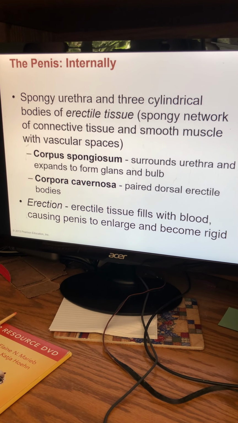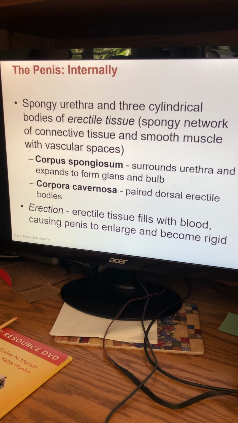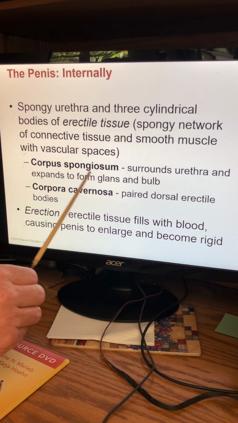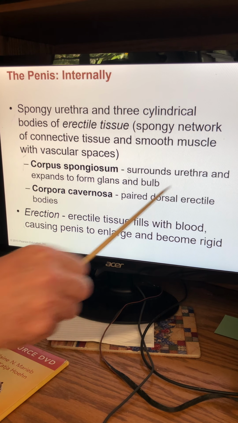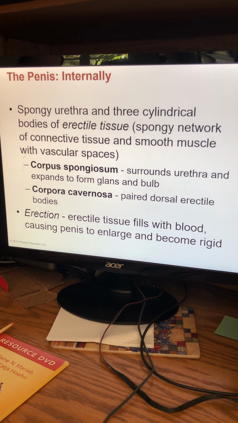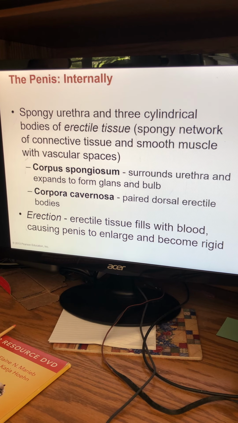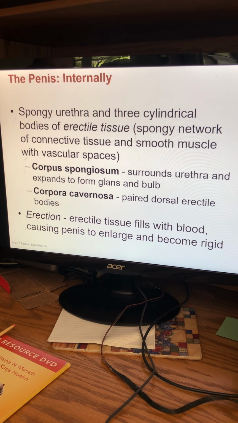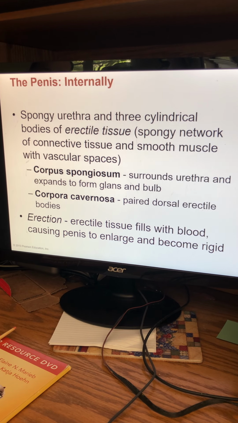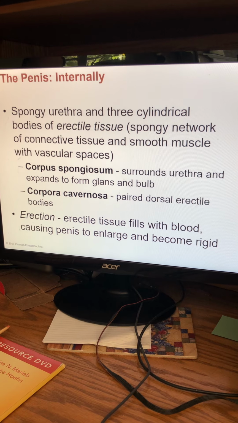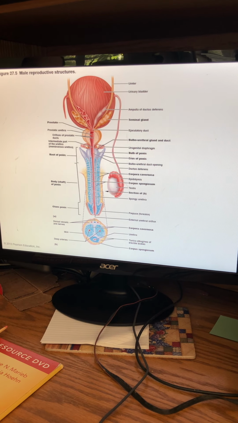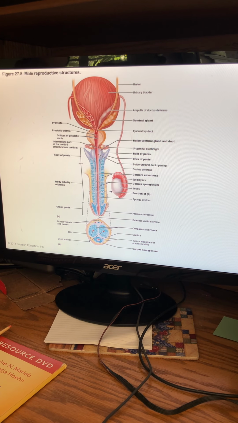Some of the other erectile tissues in the penis are going to be, as I mentioned before, the corpus spongiosum. It surrounds the urethra and expands to form the glans and the bulb of the penis. And then there's also going to be dorsal paired erectile bodies. When those erectile tissues get engorged with blood, the penis becomes enlarged and rigid, and in that particular case, you have an erection.